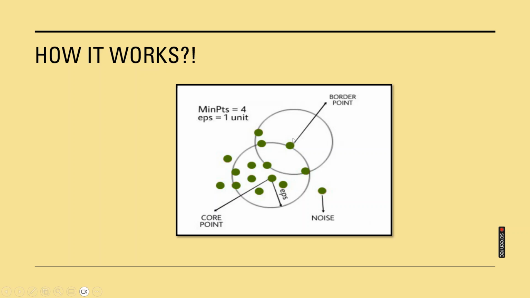The other point which we identify here is the border point. This is available in the epsilon region, as a neighbor of the core point, but it is not a core point because it doesn't have the minimum number of points as its neighbors. Noise: this point is away from the others. It is not part of any of the clusters. So this point is identified as noise or an outlier.